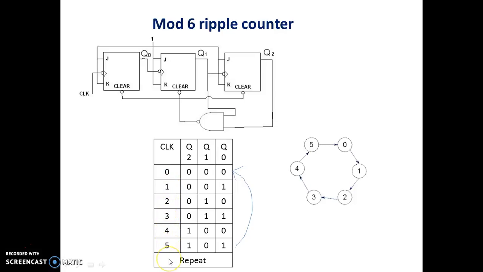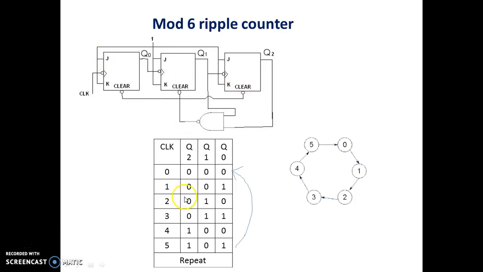As soon as 6 comes, this is fed to a NAND gate. So 6 means 1 1 0. So these 1 1 inputs are given to the NAND gate. So whenever they both are 1, that time the NAND gate becomes 0, and this output is given to the clear pin of all the flip-flops. So they all become 0 0 0.